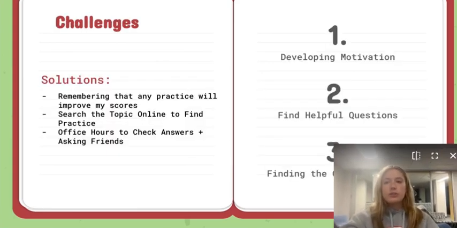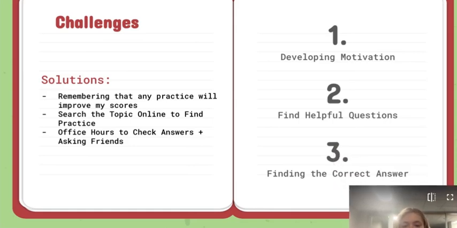At first, I struggled with developing motivation to do practice questions that were not previously assigned to me. I would think about the fact that I was not required to complete them, which only made me want to do them less. Other students might find it hard to find questions that help them to practice learned material if they are not provided with them from the teacher. Along with this, they may struggle with figuring out if they answered a question correctly or not if the answer key was not previously provided.